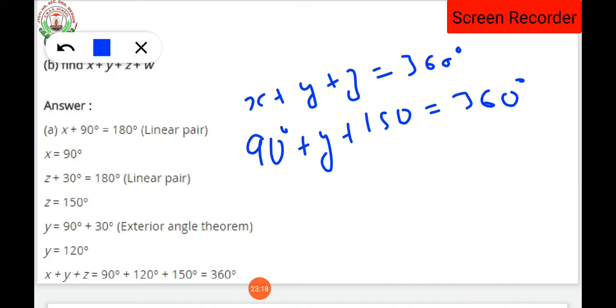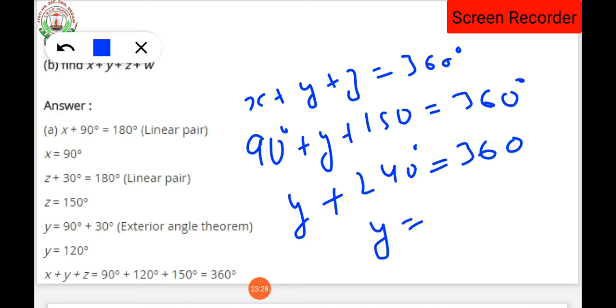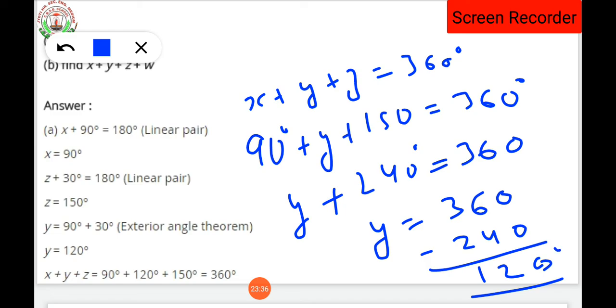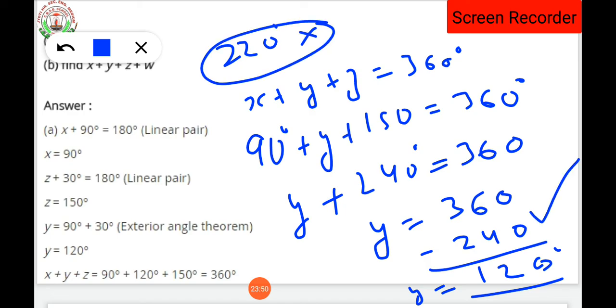Now 240 degrees plus y is equal to 360 degrees. Now y is equal to 360 degrees subtracted by 240 degrees. Here you will get the answer as 120 degrees. So just now, what I had explained to you, where we got the answer 220 degrees, a little while ago I got the answer 220 degrees, that answer is wrong. The right answer is this 120 degrees. Okay, so skip that part. This is the correct answer and explanation.